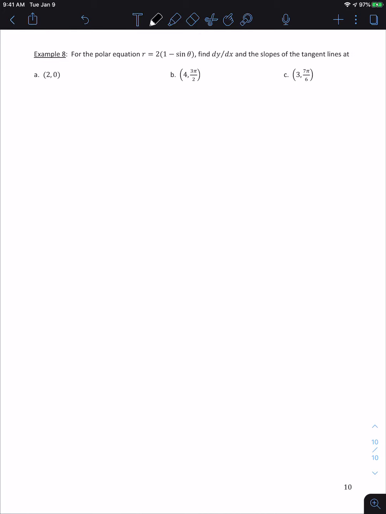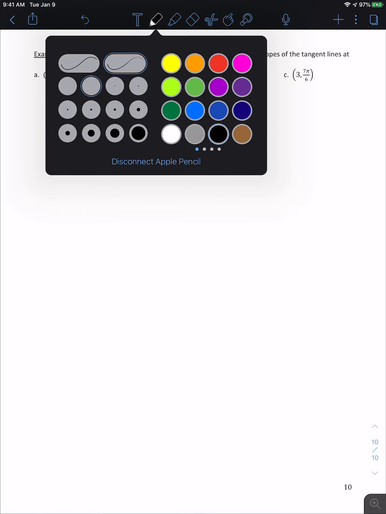This one will actually be a little bit easier. So for the polar equation r equals 2(1 minus sine theta), we want to find the derivative dy over dx and the slopes of the tangents. In the other cases, we were finding where it had horizontal and vertical tangents, so we were setting the derivatives equal to 0 and finding values of theta. Here we're not doing that. Here we want to find the derivative function and then plug in these given values, right?